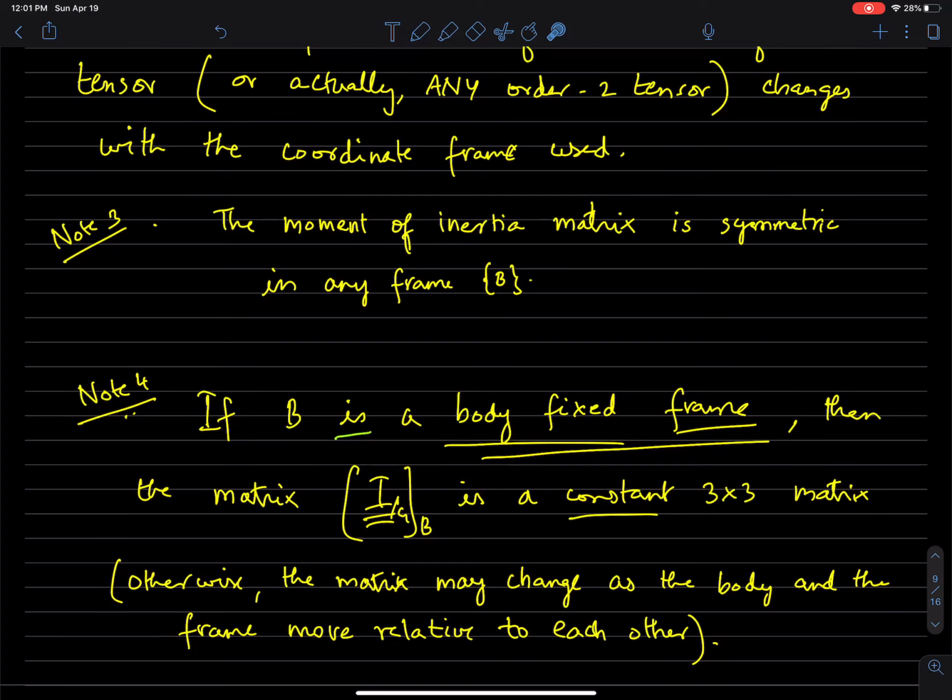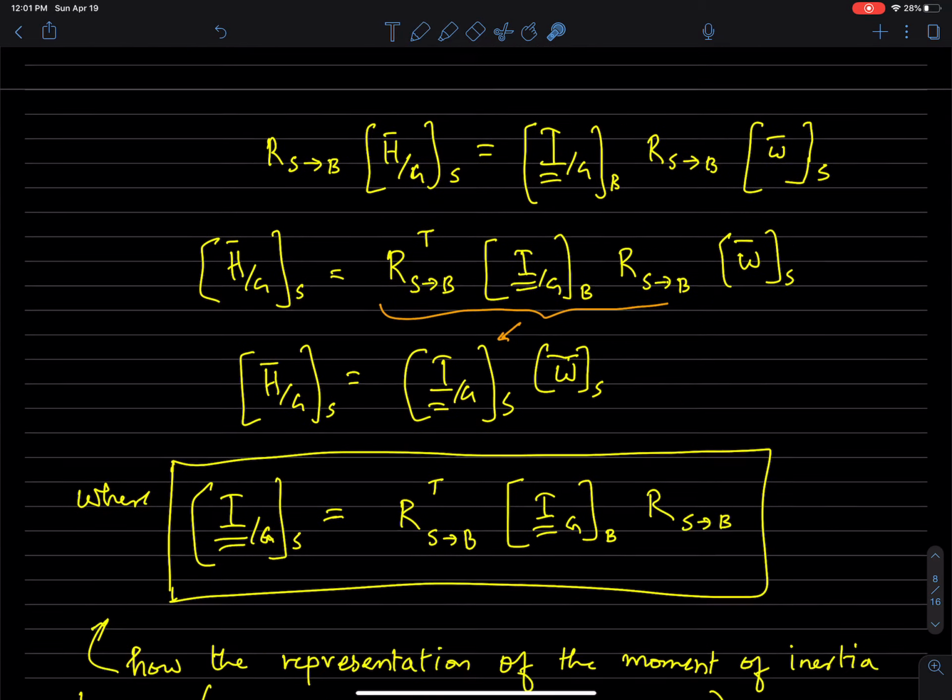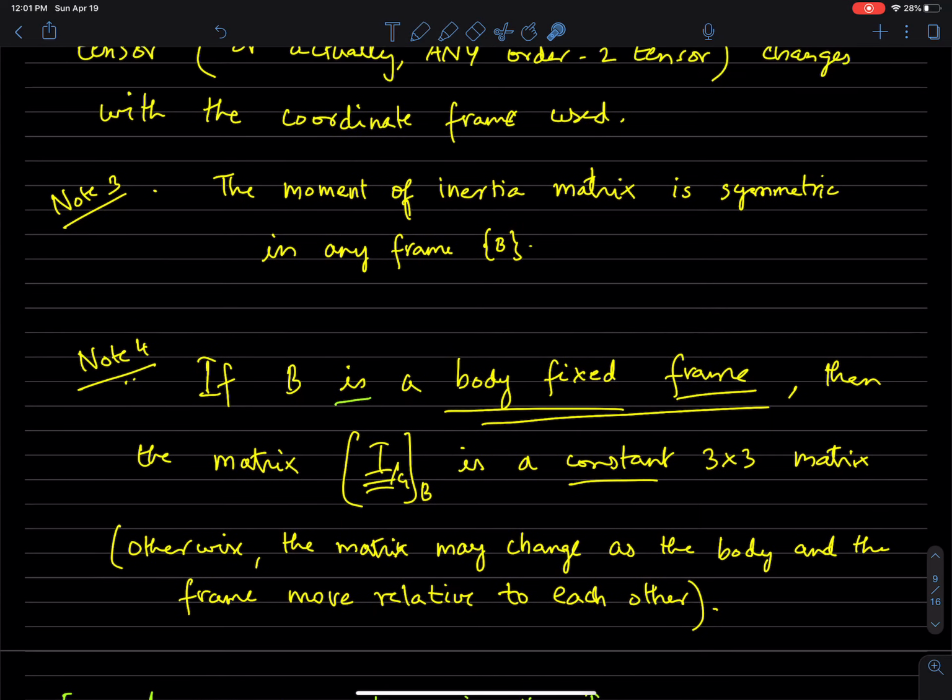And then that's officially note 3, and then note 4 is that, well, we already talked about this, the moment of inertia matrix is symmetric in any frame B. When you say in any frame, you don't really have to say B. And then note 5.